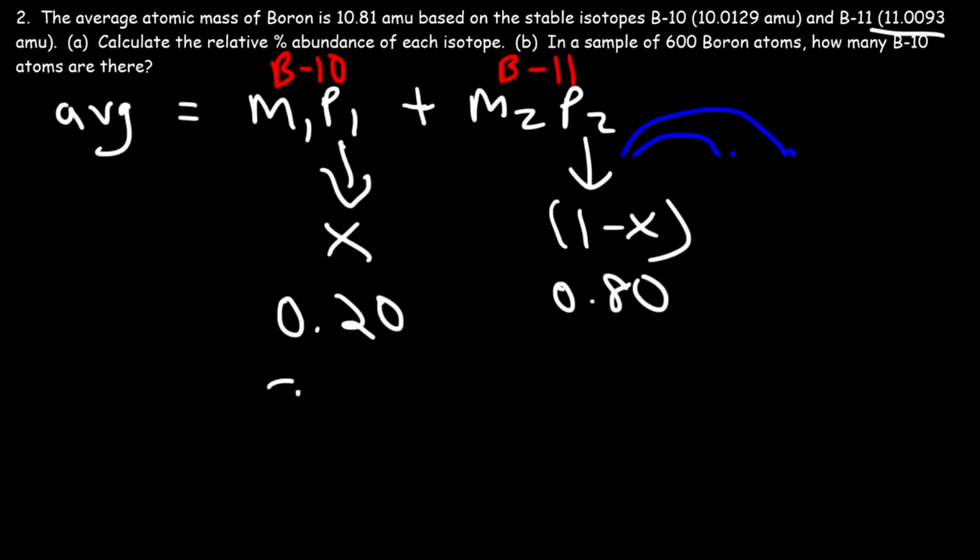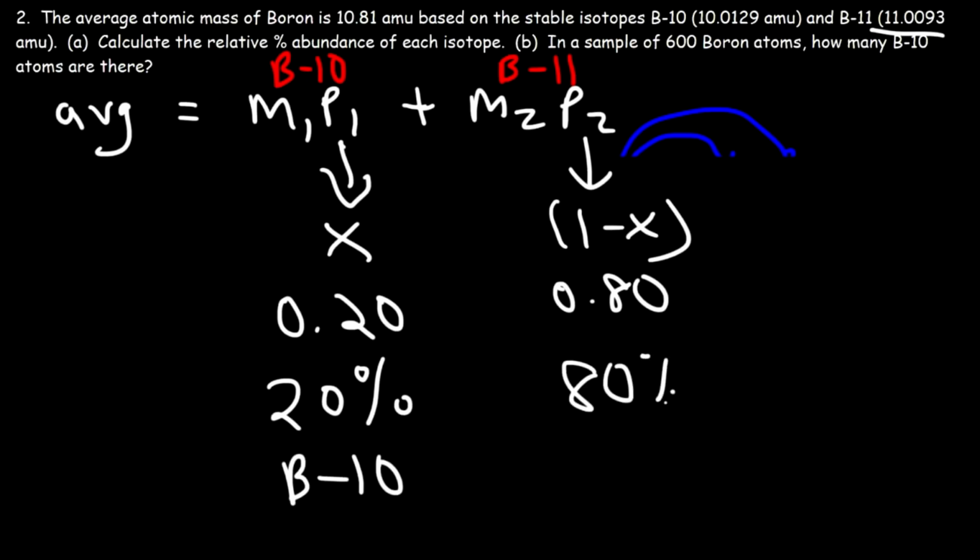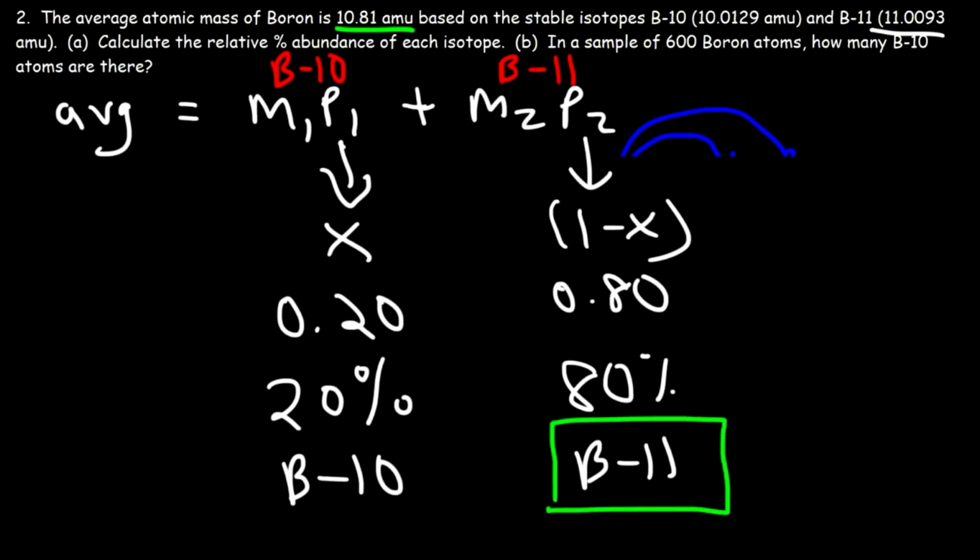So this tells us that 20% of all of the boron atoms is the B10 isotope, and 80% of all of the boron atoms consist of the B11 isotope. Now, does that answer make sense? Notice that the average is 10.81. The average atomic mass is closer to the mass of the heavier isotope. The reason for that is because we have more of B11 and less of B10. So because B11 is more abundant, the average atomic mass is closer to the mass of the B11 isotope.